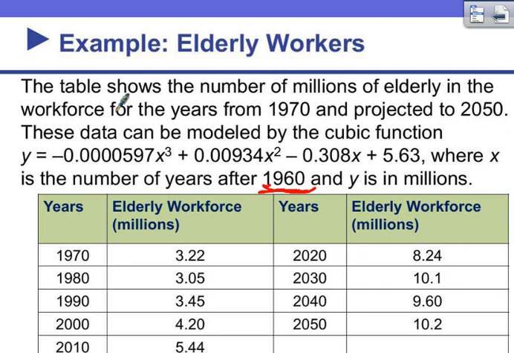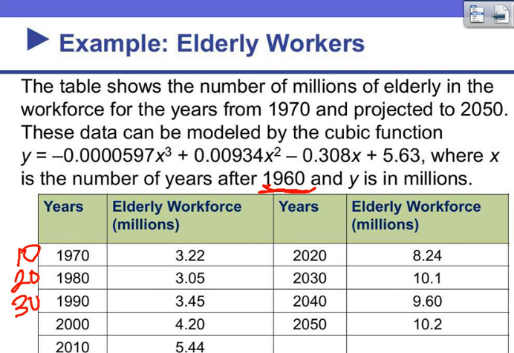Now we don't want to put in 1970 because x represents the number of years after 1960. So instead we're going to start with 10, 20, 30, 40, 50, 60, 70, 80, and 90, and put those in your L1 column, and in L2 you're going to put these data values. Alright, once you get those in, unpause the video and we will continue.